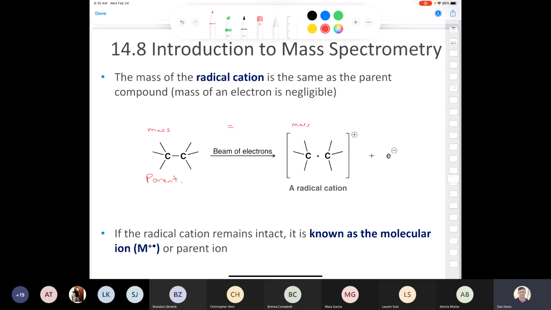Now, that radical cation, so you take the whole compound, the whole molecule, right? We just have an organic molecule. We hit it with a high energy beam of electrons. It loses an electron. It becomes a radical cation. If that radical cation remains intact, and if you're wondering, what do you mean by intact? If it stays and it doesn't fall apart, we call that a molecular ion or a parent ion. And we use this symbol here, M plus with this radical dot up in the top right corner. So you take the whole molecule, you knock an electron off, you have now a molecular ion or a parent ion.